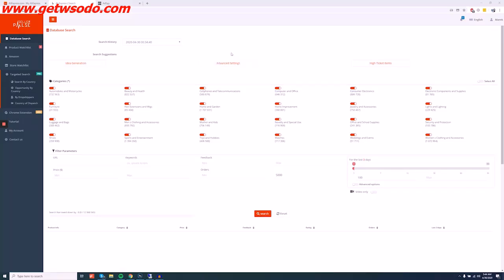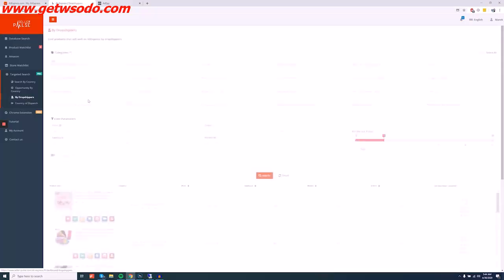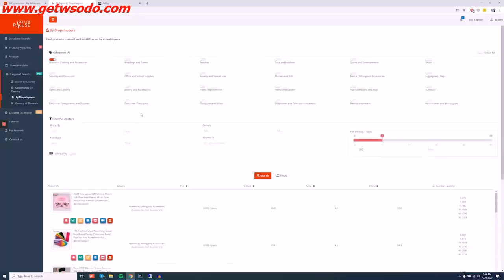So over here, we're on the main dashboard, and there's only really one thing you have to look at, which is you sort it by dropshippers. Go to the dashboard, go to targeted search, scroll down to by dropshippers and click on this. Basically, this allows you to see all the different products that other dropshippers are selling and the current number of orders being moved by dropshippers.